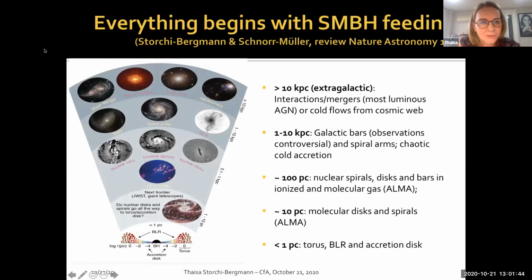Well, everything begins with the feeding of the supermassive black hole. And I just want to make a little bit of an advertisement here of a review that I wrote with Schnorr Miller for Nature Astronomy about the feeding of supermassive black holes from 10 kiloparsecs extragalactic scales down to the inner parsec. So if you want to read this, or if you want to give it to a student, maybe it's a good introduction to this field, and it's a review.